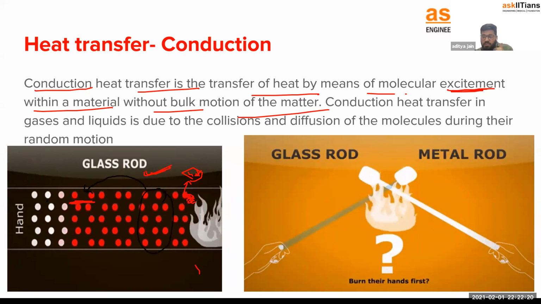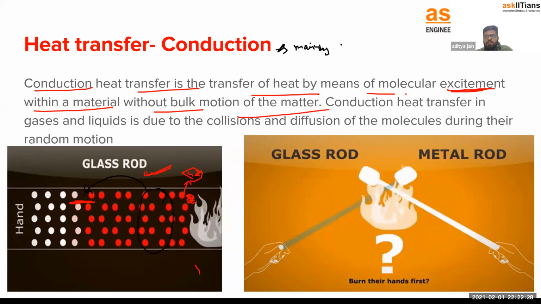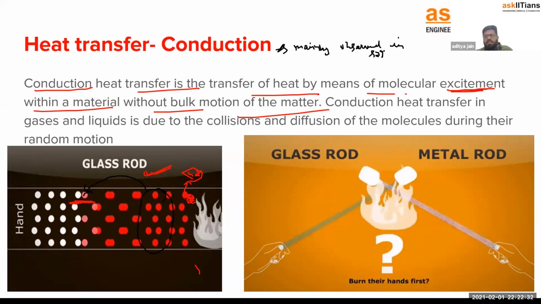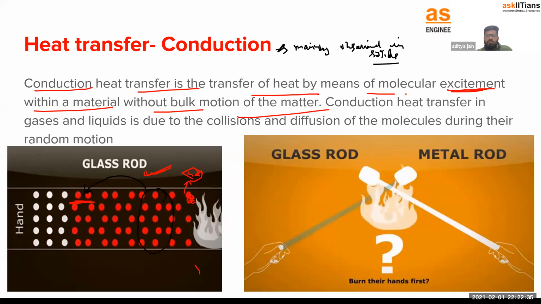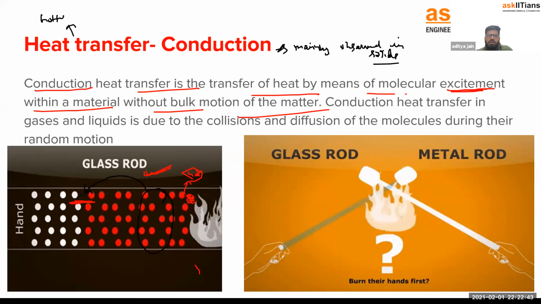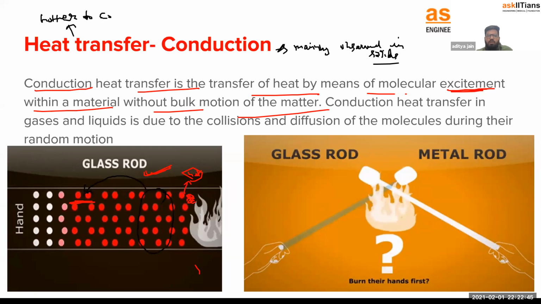So I think this conduction process is clear. That's why the conduction process is mainly observed in solids, because in liquids and gases you will not easily find physical contact between the hotter part and the colder part. One thing you should always remember: heat transfer always takes place from a hotter to a colder object.